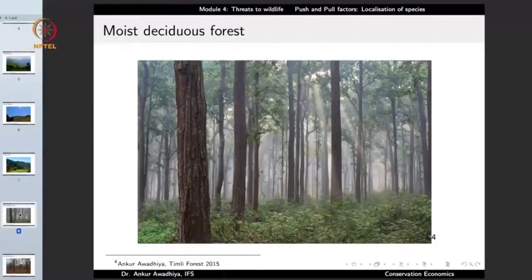So, the forests that are dominated by such trees that shed their leaves in a certain season are known as deciduous forests. And we have two kinds of deciduous forests in our country. We have the moist deciduous forest, which typically has a larger amount of moisture, that is a larger amount of rainfall, and the dry deciduous forest. So this is an image of the moist deciduous forest from Uttarakhand. And here we find that this forest is dominated by the sal trees and sal associated species.